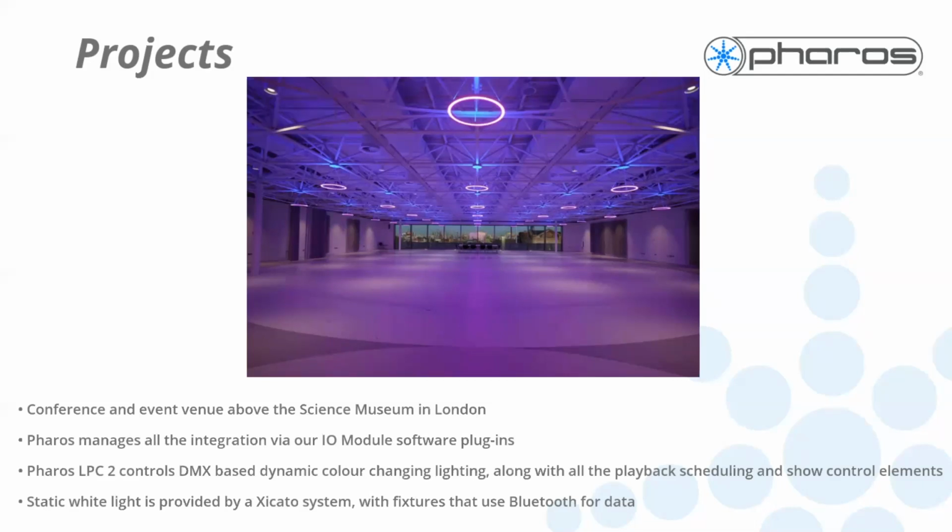Pharos obviously can handle multiple protocols at the same time. So it's not just a case that we have to be integrated with the Xicato system. You can use the Xicato system alongside other protocols, lighting systems and show control systems. In this project specifically, Pharos was controlling some DMX-based lighting that was doing some nice dynamic color changing. Obviously, it was taking care of all of the scheduling and the show control elements, as I've just mentioned. But the Xicato system was providing just the white downlights using their Bluetooth mesh topology.